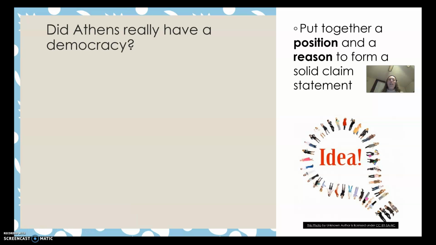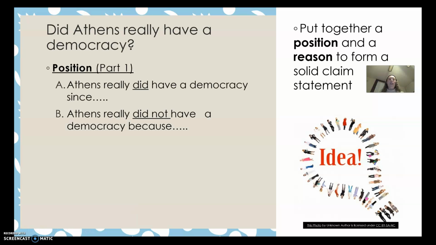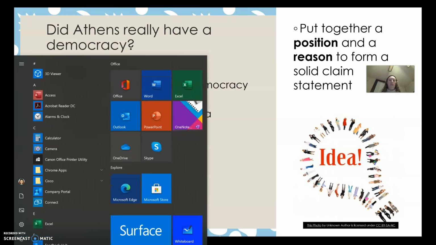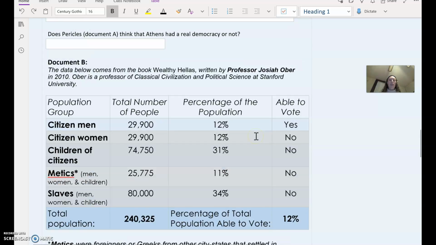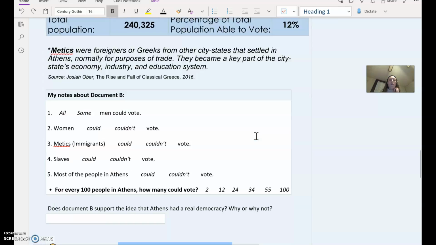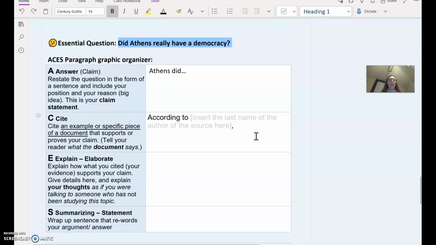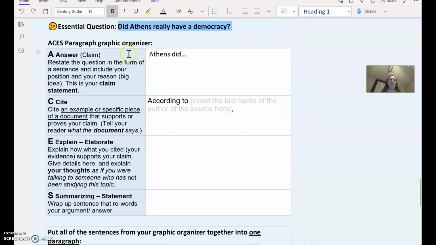First thing you need to do is you need to have a claim statement. And so hopefully you already have chosen your position. We talked about it in class a few times. So make sure you have it written down. Once again, we are on the assignment called Athens Democracy DBQ. I am down below the place where we took notes and everything else, looking at the ACES paragraph graphic organizer, and I'm going to be writing my claim statement right here.